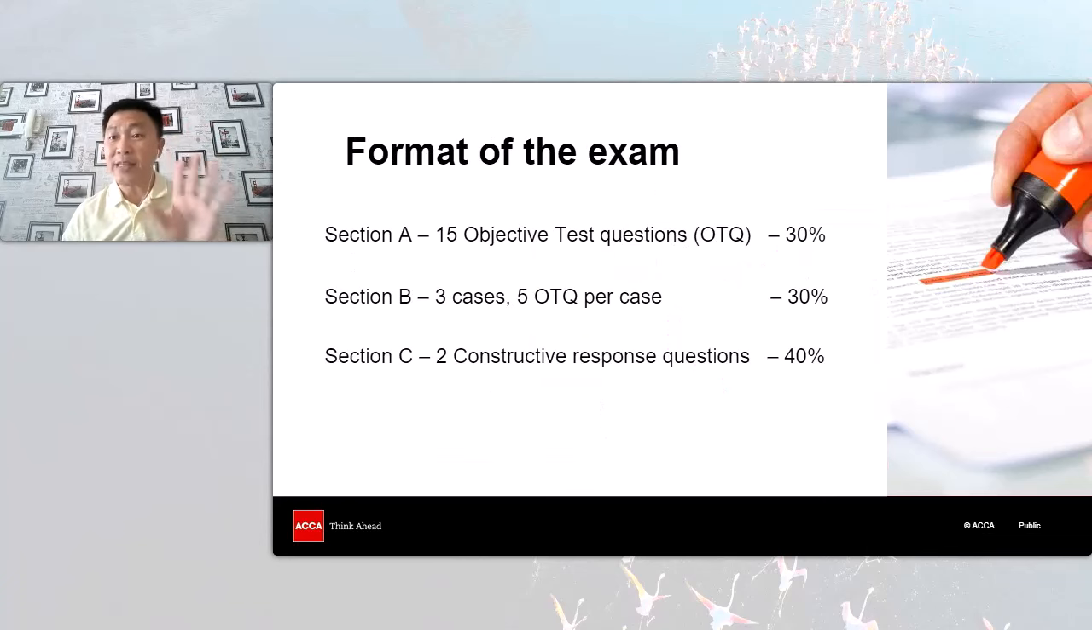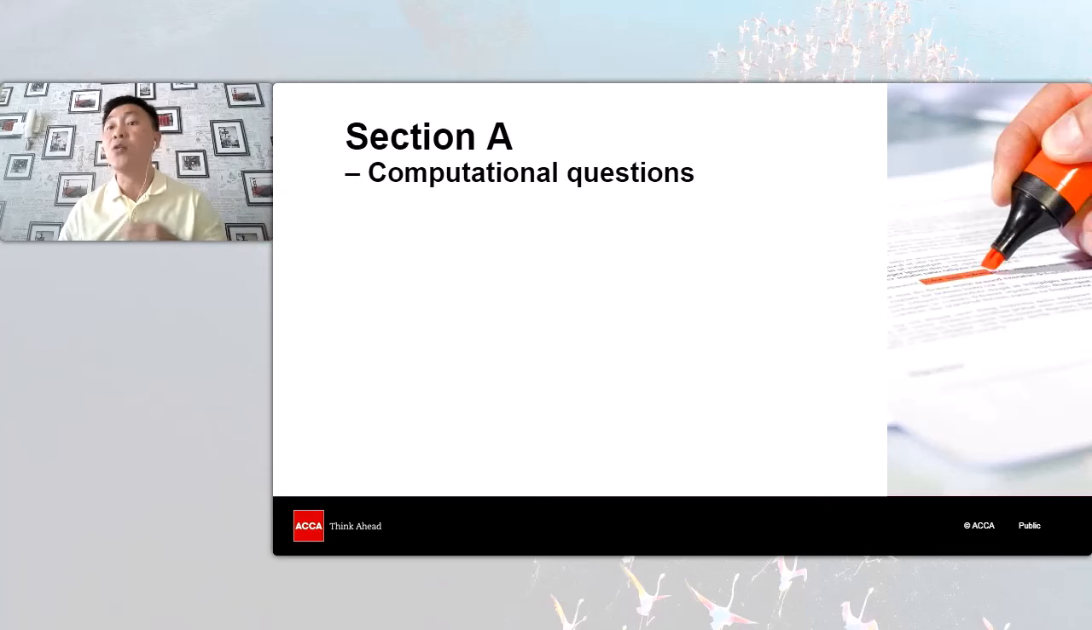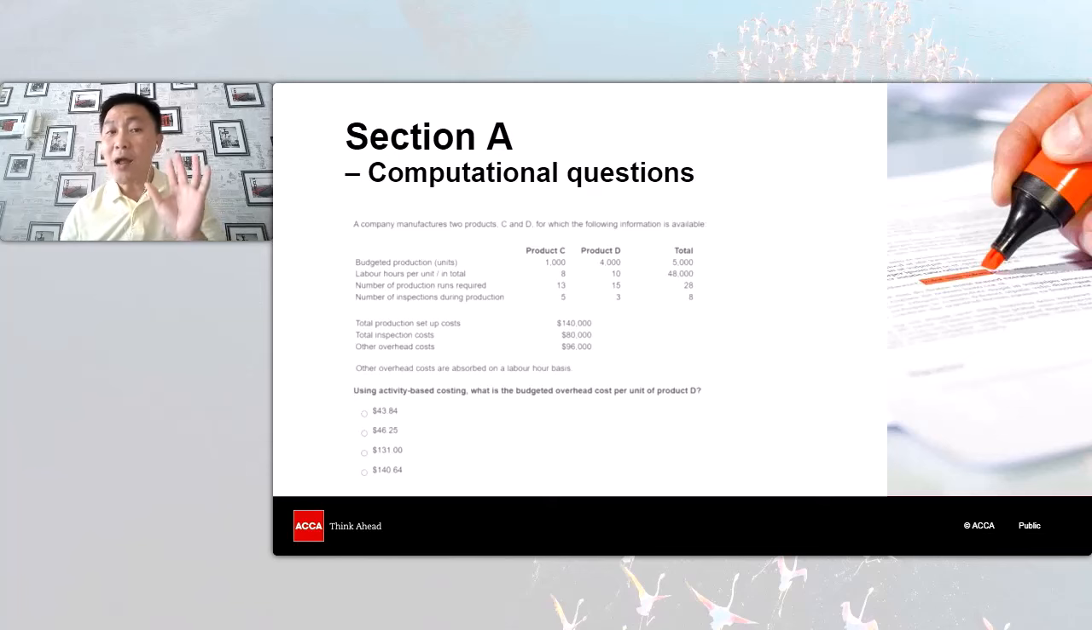Coming back to the 3 sections of the questions, which we mentioned at the start of the session. On section A, as we all know, there are 15 standalone multiple choice questions, and of course each and every question carries equal marks of 2. Now, I'm sure by looking at some of the sample exam questions in the practice platform, you will probably notice there are two broad types of questions in section A, namely the computational ones and the narrative or theoretical ones.